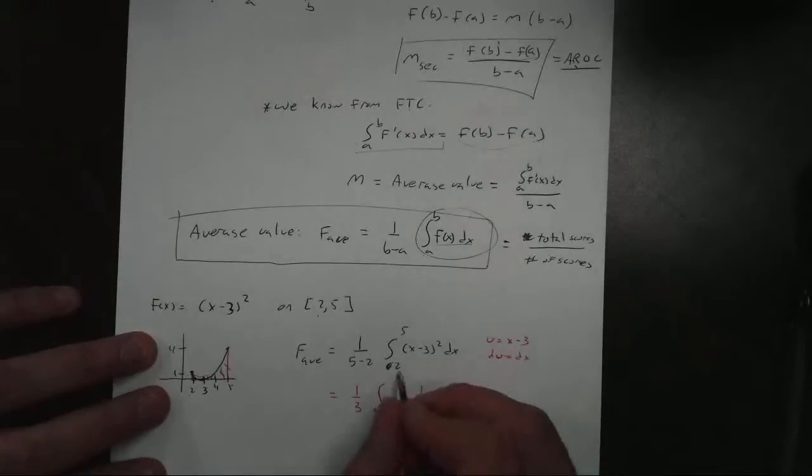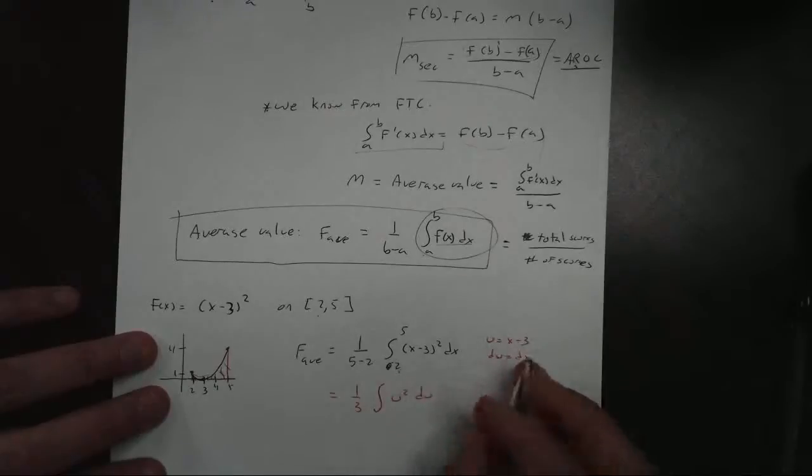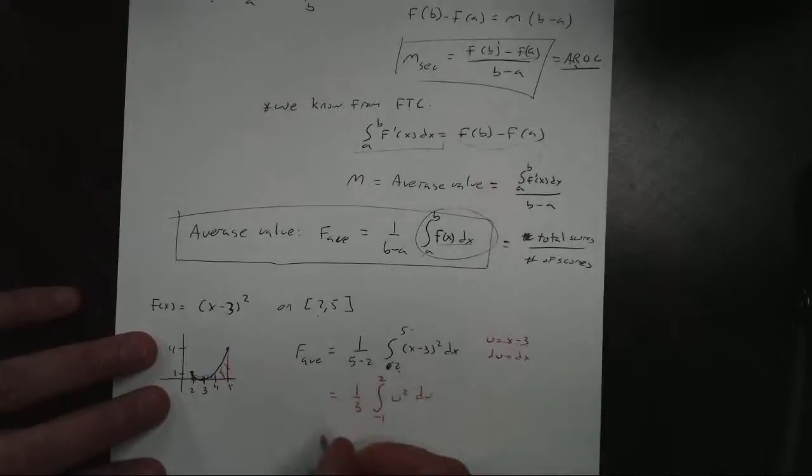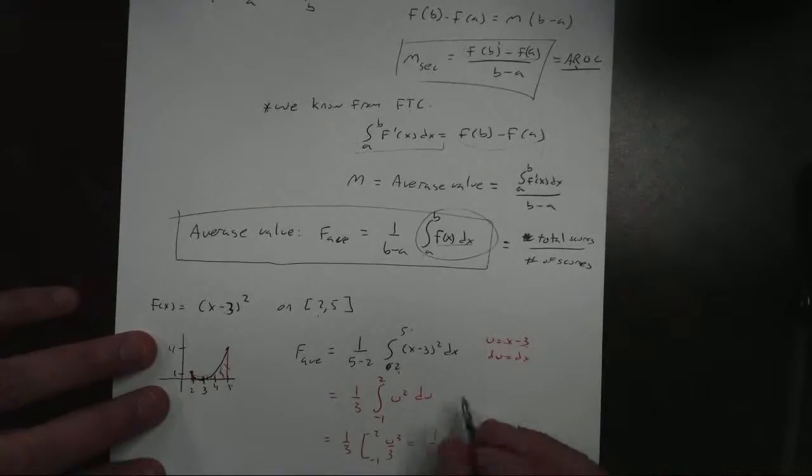Now, I will change my domain. When x is 2, u is negative 1. When x is 5, u is 2. So when I integrate this, I get 1/3, and this is going to go from negative 1 to 2, u cubed over 3. And when I write out my answer, I'm going to get this.